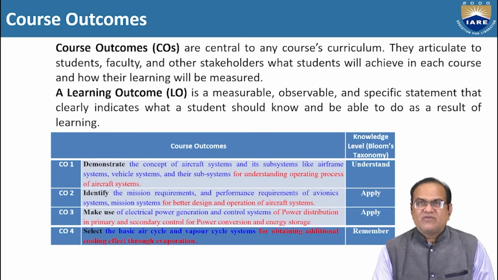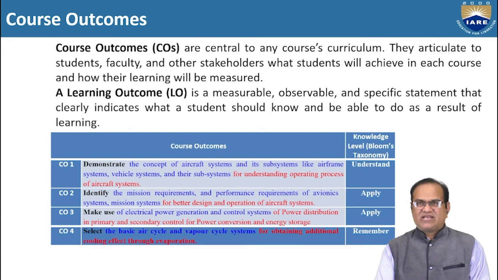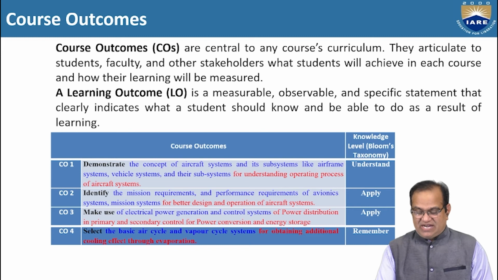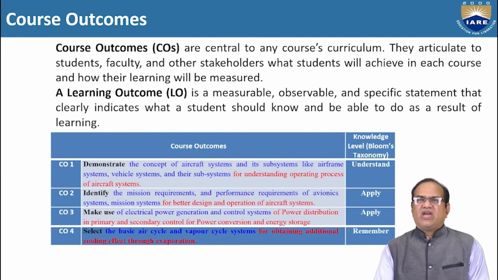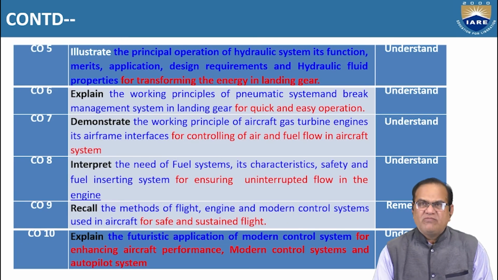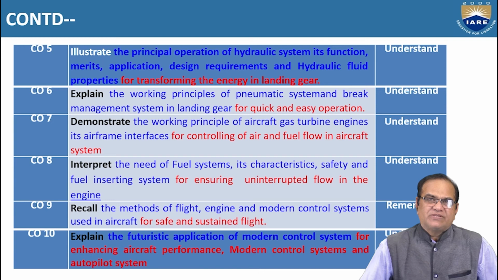If you see here, the first one is: demonstrate the concept of aircraft systems and its subsystems like airframe systems, vehicle systems and their subsystems for understanding the operating process of aircraft. So it is understanding. Identify the mission requirements and performance requirements of avionics systems, mission systems for better understanding and operation of aircraft systems. It is at apply level. Then make use of electrical power generation. So like this I have formed some course outcomes.